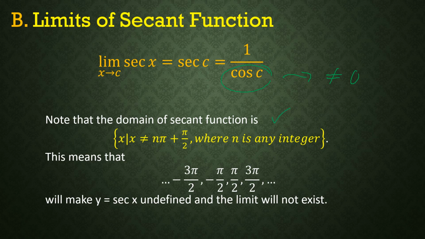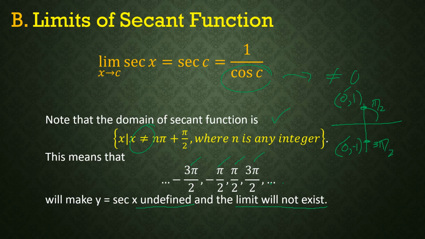Take note that the domain of the secant function disregards all multiples of pi over 2. Why? Because this is pi over 2, this is 3 pi over 2, and take note the coordinates here. So we have 0, 1, 0, negative 1. So cosine is x and it becomes 0, so it means to say we are going to disregard all multiples of pi over 2, just like negative 3 pi over 2, negative pi over 2, pi over 2, 3 pi over 2, and all possible multiples of pi over 2, because this will make secant x undefined. At the same time, the limit will not exist. But I will also explain to you why the limit does not exist in that case, and that will be on our next topic.